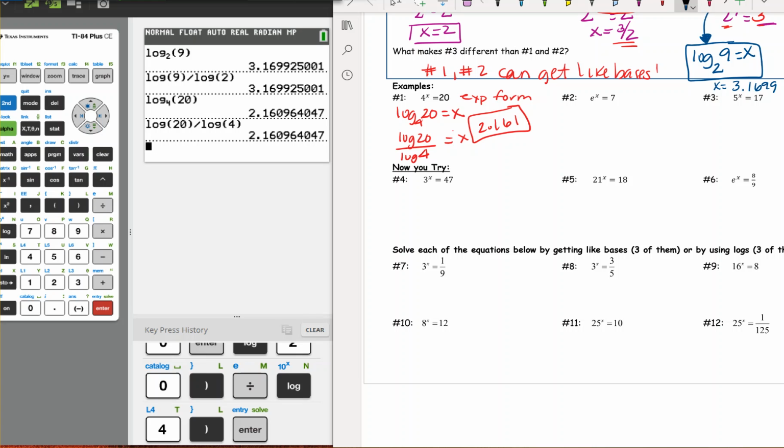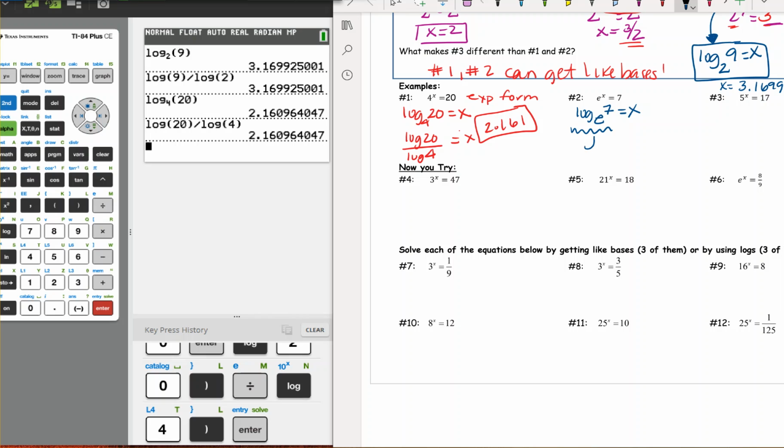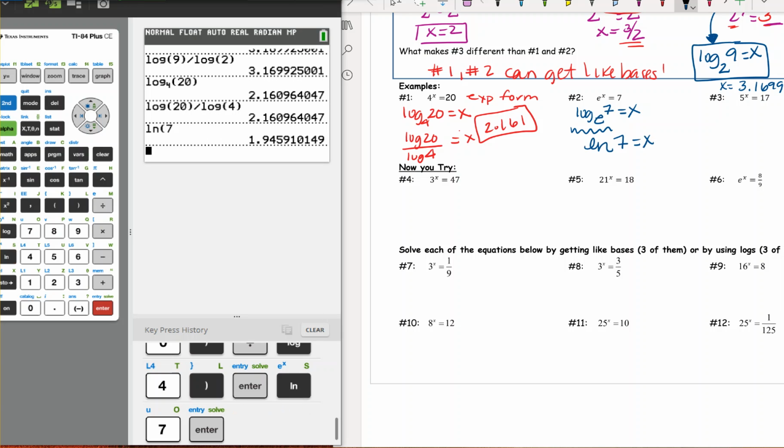Okay? Same idea for number 2. This is an exponential form, so I'm going to write it in log form. This would be log base e of 7 equals x. Okay? And then hopefully you know and recall that log base e of 7 is the same as the natural log of 7. So in this case, I can just type the natural log of 7, and I would just get 1.946 equals my x value.